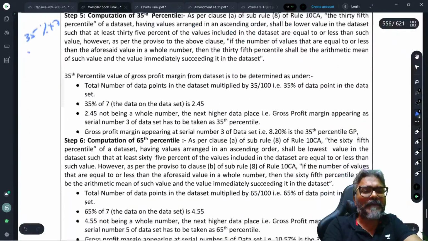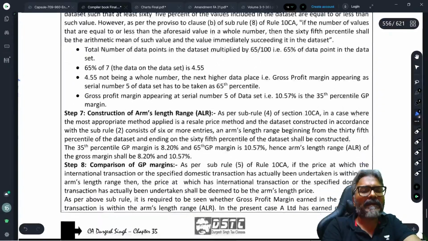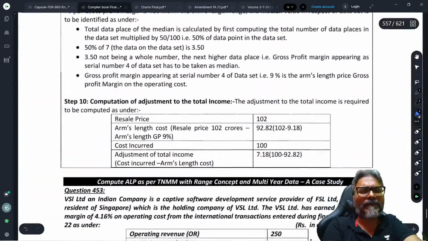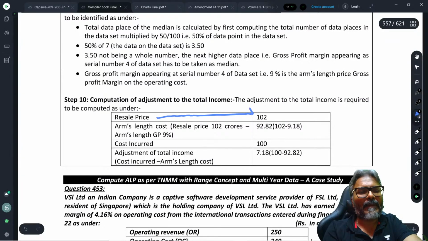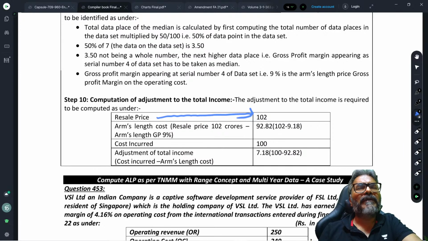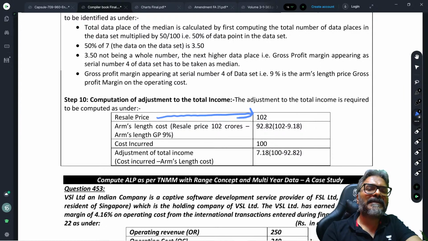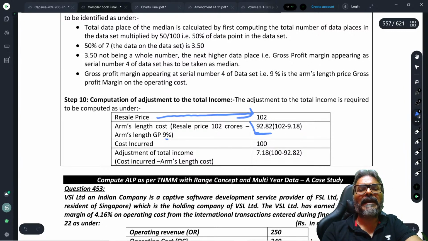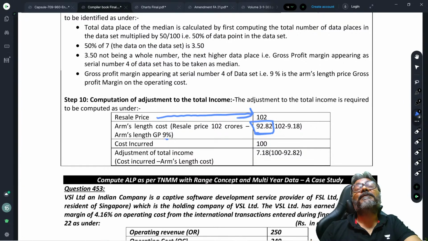So what is the resale price made by the Indian AE, students? You can see 102, I suppose. How much was the resale price? 102. So on this 102, you will reduce the resale price margin of the uncontrolled transaction that you have already determined as per the range concept, which is 9%. Therefore 102 minus 9% gives you 92.82. So 92.82 should be your purchase price.